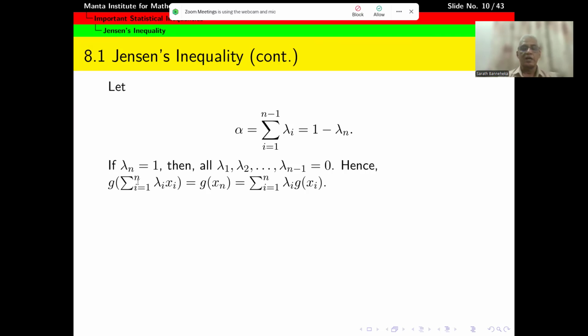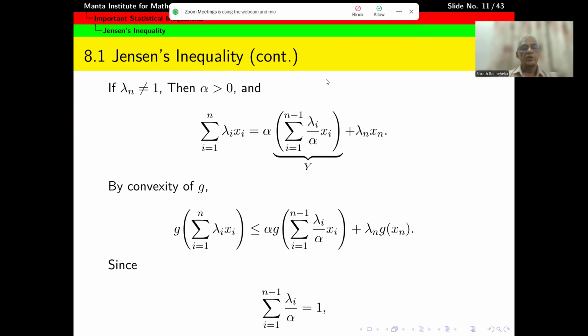So only the i equal to n case will be coming. In that case, g of 1 times xn is the same as the sum of lambda i times g of xi, because again all the lambda i's up to n minus 1 will be 0. From this you will get only 1 times g of xn. So if lambda n is equal to 1, automatically Jensen's inequality for case n is satisfied. So that's a trivial case. Let us now consider a situation where lambda n is not equal to 1.